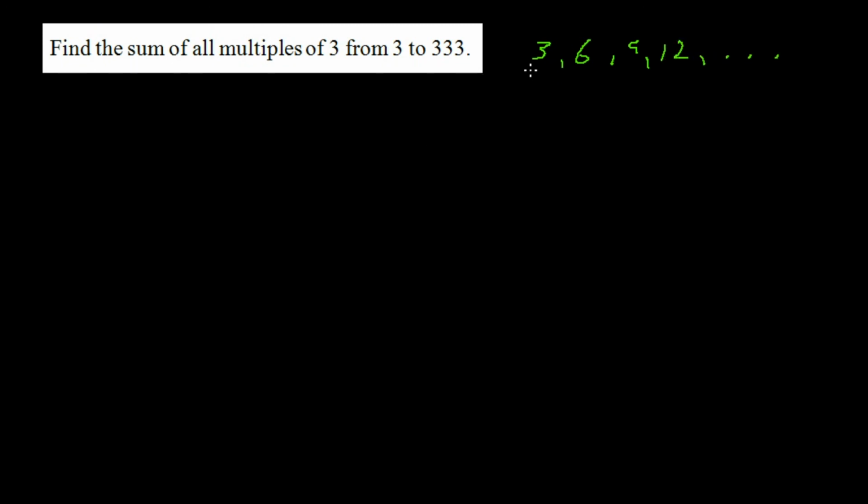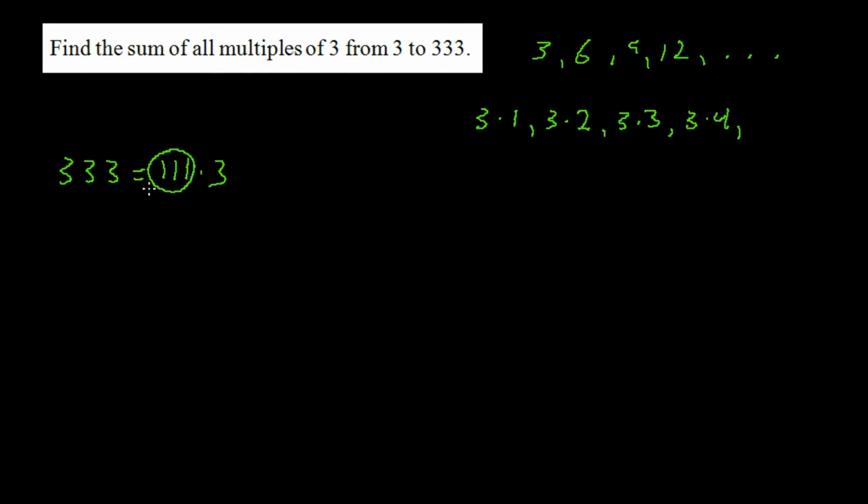Now another way to think of this sequence is, the multiples of 3, we get 3 as 3 times 1. We get 6 as 3 times 2. We get 9 as 3 times 3. 12 is 3 times 4. So 333, what number of the sequence would this be? Well, 3 is the first term, 6 is the second term, 9 is the third term. So 333 is 111 times 3. So that makes 333 the 111th term of this sequence. So what we're really doing is finding the 111th partial sum of the sequence.